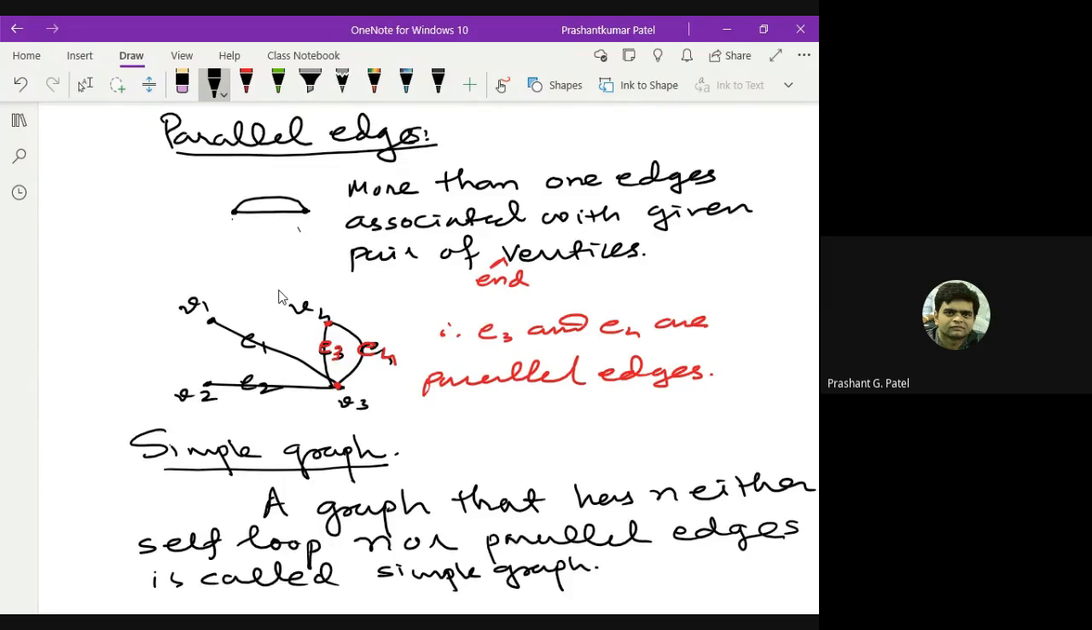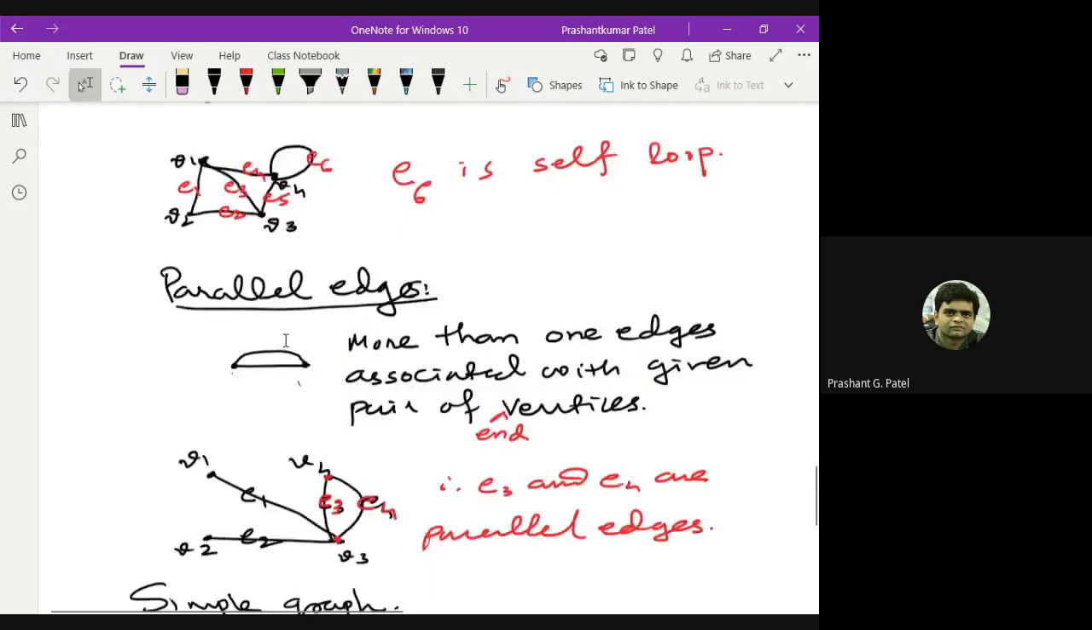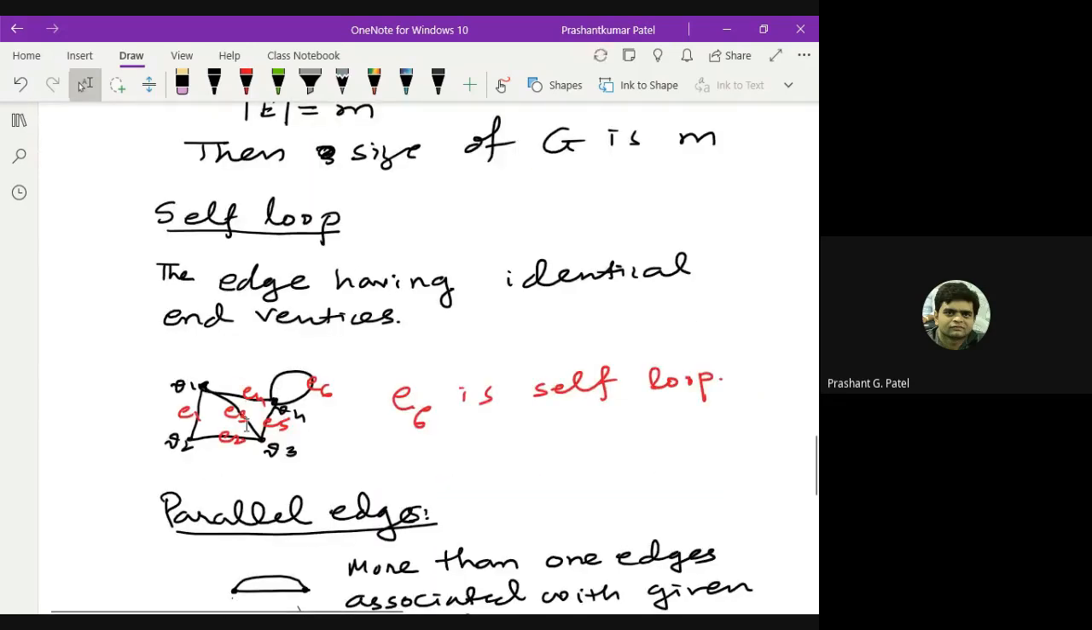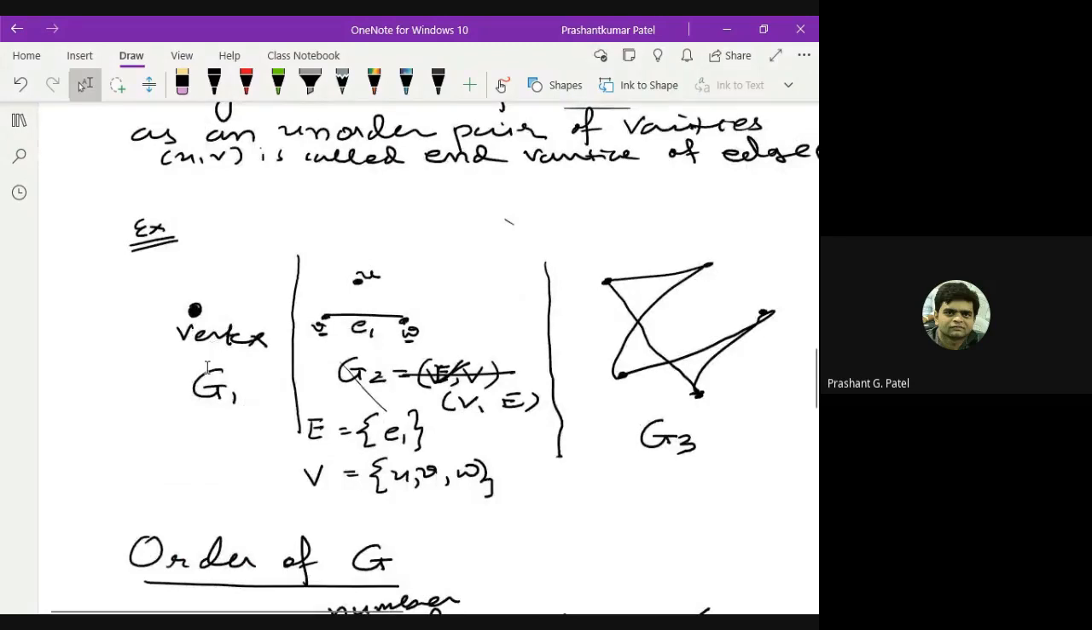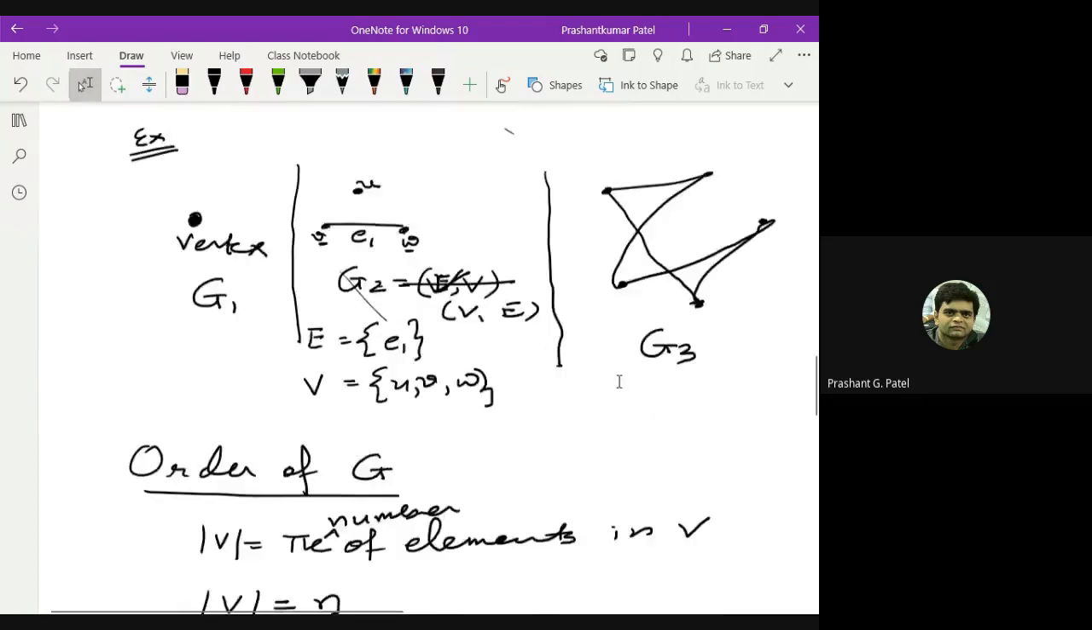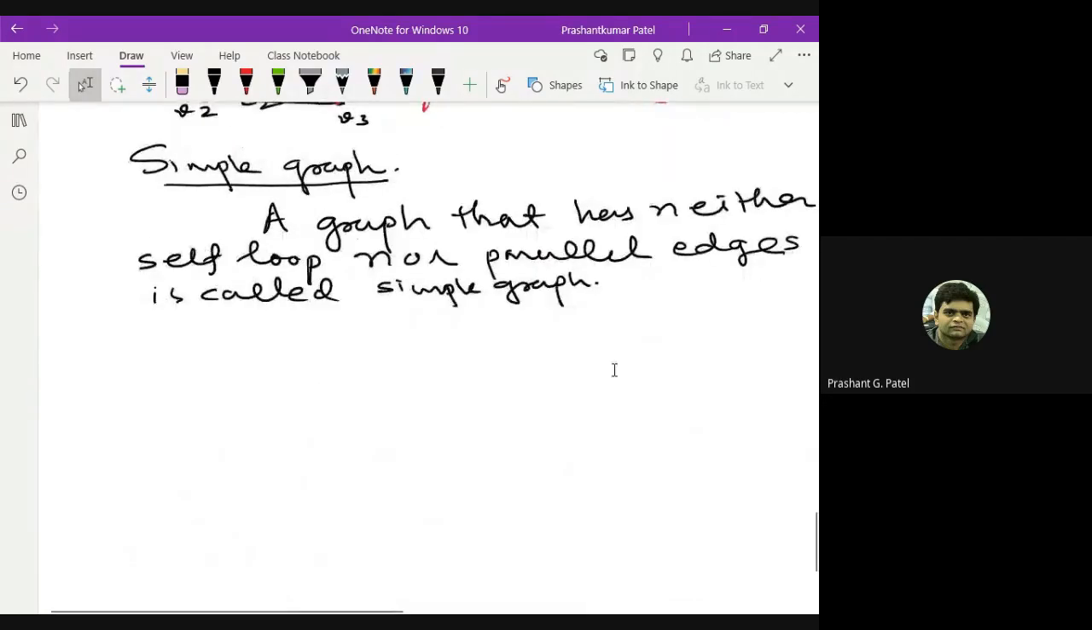For example, this graph is not a simple graph. This graph is also not a simple graph, but I can say that these three graphs G1, G2 and G3 are simple graphs, or I can draw any other graph. Here they are the examples of a simple graph. Then the next definition is a multigraph.